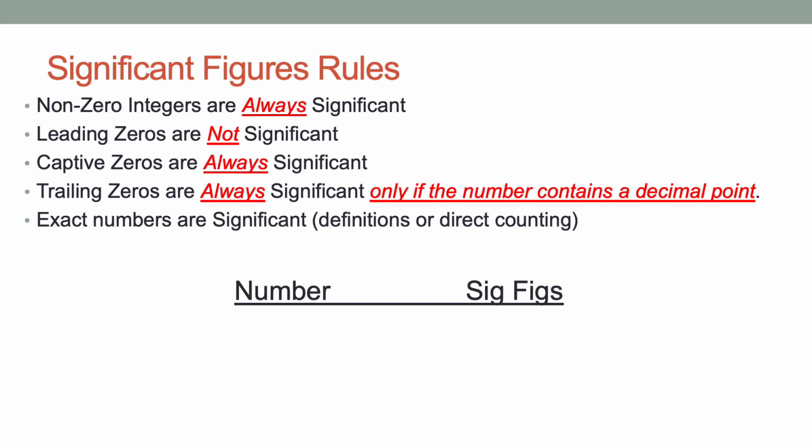Here are some examples. 25. 25 has two non-zero integers. Therefore, there are two significant figures.